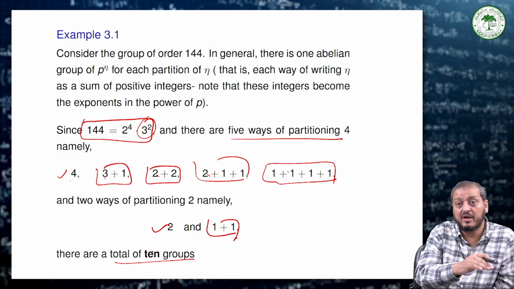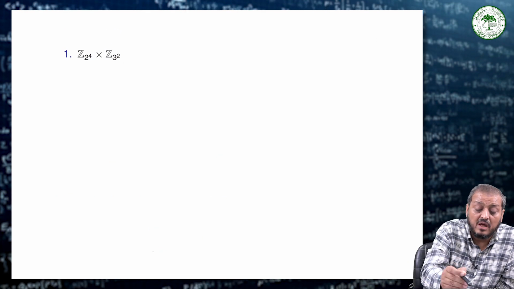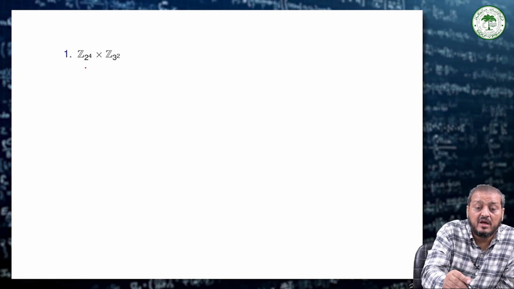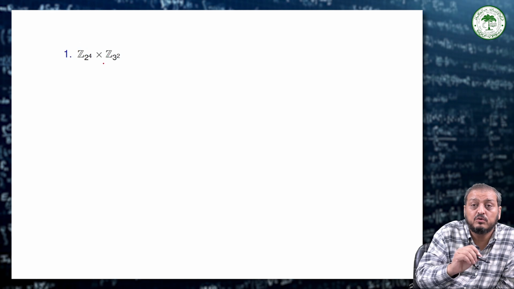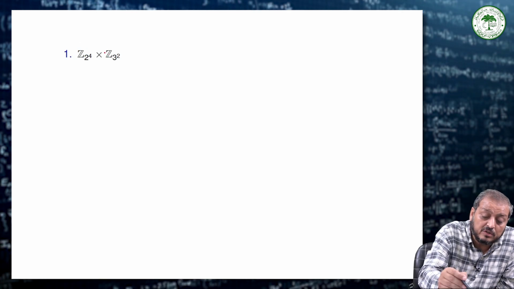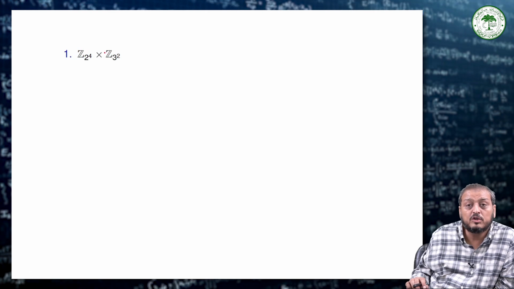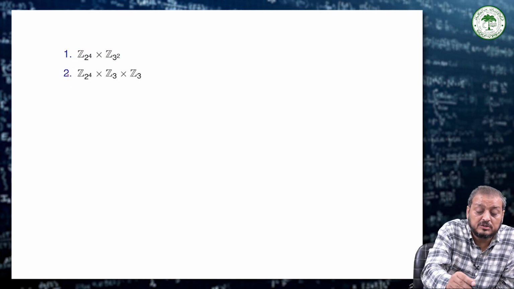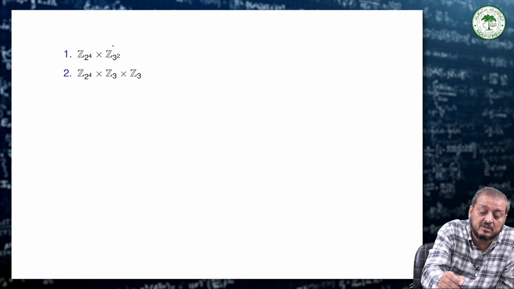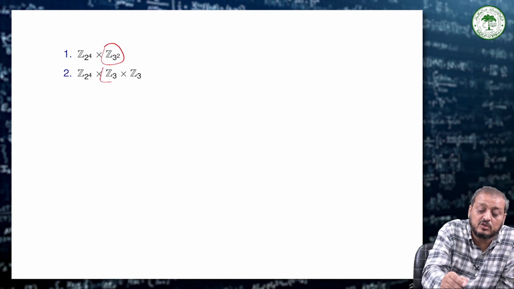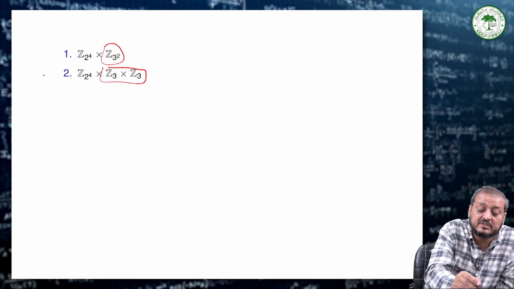Just see according to our result. First we can say that Z2 to the power 4 into Z3 to the power 2. Now this 2 to the power 4 can be factorized into the form of 2 to the power 2 into 2 to the power 2. And this 3 square can be factorized into 3 into 3.